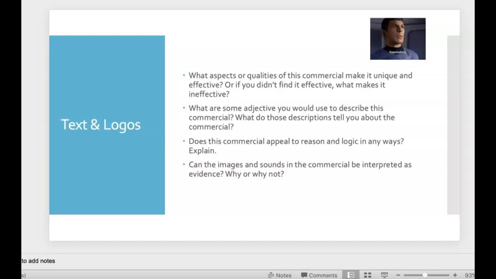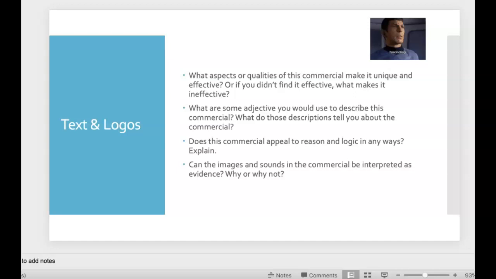The next question says, what are some adjectives you would use to describe the commercial? What do those descriptions tell you about the commercial? If I were thinking about adjectives, I would clearly go to there's nostalgia, it's sweet. But I would also talk about how it shows an easiness. It shows some dependability. It shows that I can rely on Google. And so that is helping to build the ethos, which we'll talk about next.